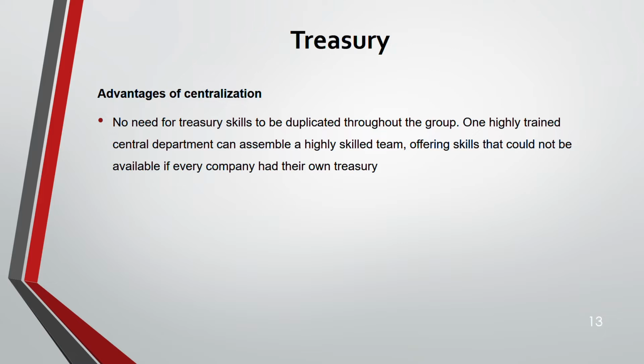If you're having a centralized treasury, you don't have to duplicate that treasury skill across all the group. Just have one treasurer, that's it. Just have one highly trained central department who can look after everyone else with a high skilled team. This will not be available if you have people responsible in each company looking after the treasury, because it's difficult to hire many trained staff in the treasury department rather than having one highly trained staff.